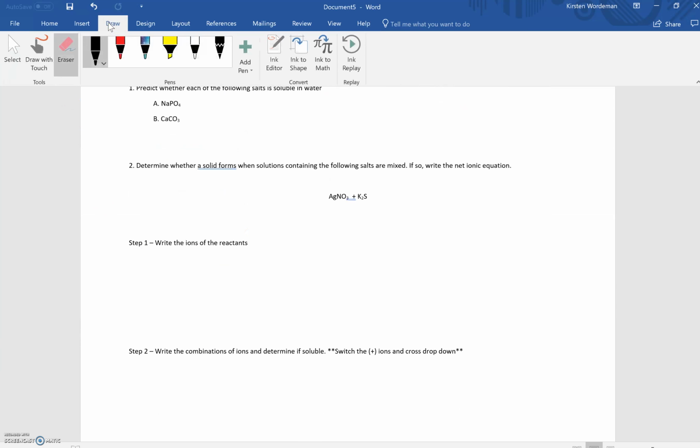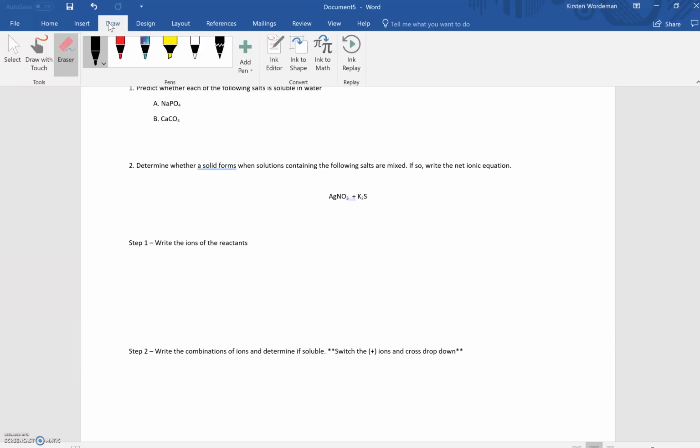To figure this out, we have to first of all figure out the ions. So in number 2, it's asking whether a solid forms when these two salts are mixed. And remember, anytime you're mixing salts, they are going to be in water, but we don't write the water since it isn't part of the reaction. And then if there is a solid that forms, we're going to write the net ionic equation.